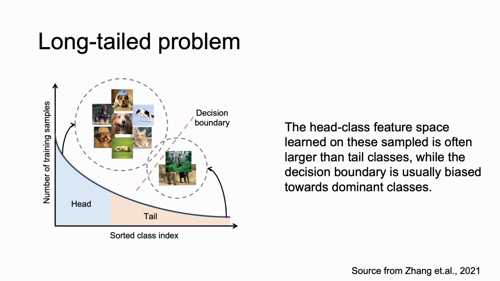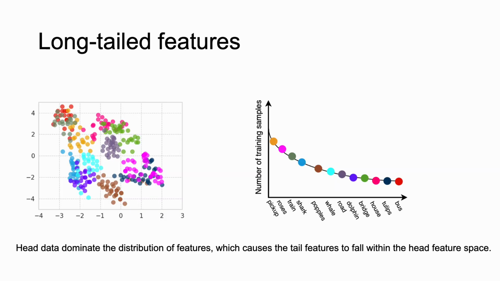In the long tail problem, the head class feature space learned on this sample is often larger than tail classes, while the decision boundary is usually biased towards the dominant classes. From our experiments, we also visualized the long tail features, and we found that head data dominated the distribution of classes, which caused the tail features to fall within the head feature space.